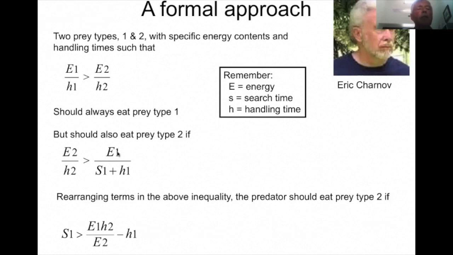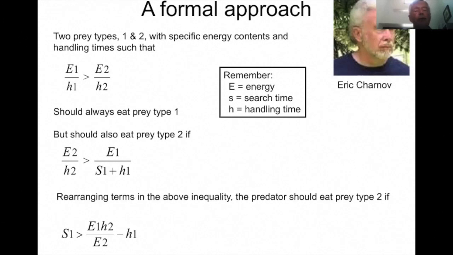So if we take this simple relationship, and simply rearrange terms, just algebra, we come up with the conclusion that prey type 2 should only be consumed if the search time for prey type 1 is greater than this relationship. So you've actually got a relationship now in things you can measure. You can measure the energy content, you can measure the handling time, and you can measure the search time or the relative abundance of these species. And that gives us a means of making an inference about whether this consumer should just eat one species or whether it should eat them both in this simple two-species system, right?